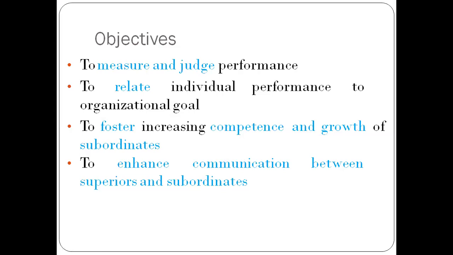Next, we are moving on to the objectives. We got some idea about what management by objectives is, so what will be the objectives of MBO? First, we will be able to measure and judge the performance. Then we can relate the individual performance to the organizational goal. We will be able to foster increasing competence and growth of subordinates. It will enhance the communication between the superior and subordinate. Both of them participate in setting the objectives, so there will be a good rapport and good communication between them.